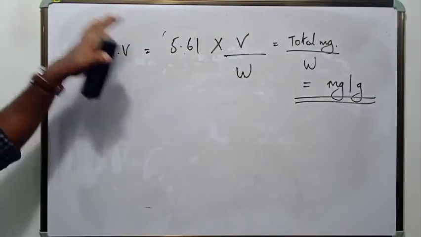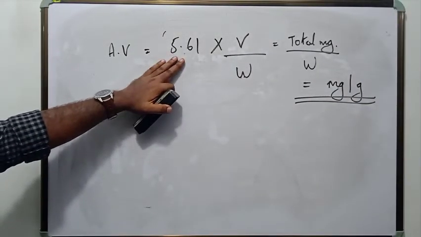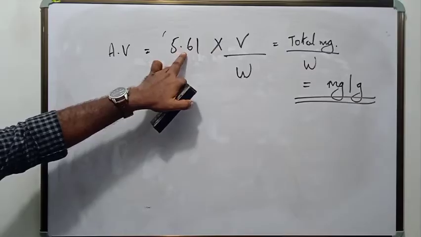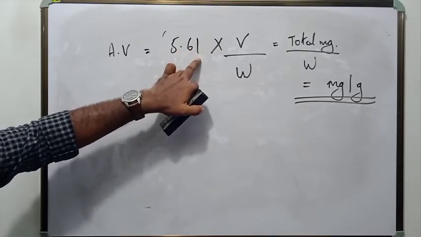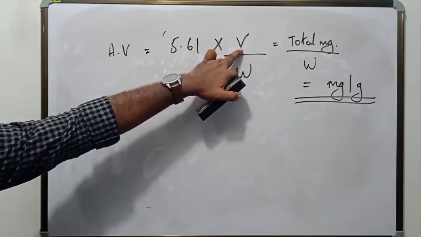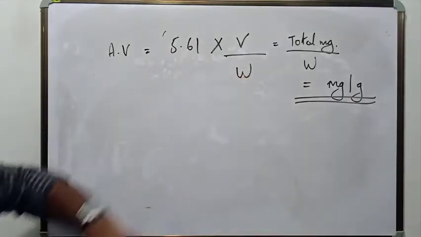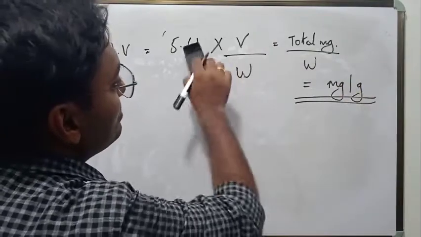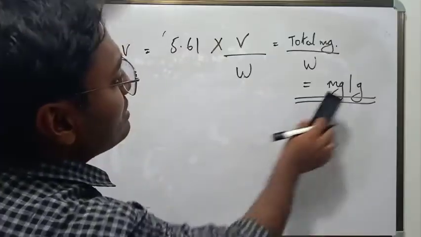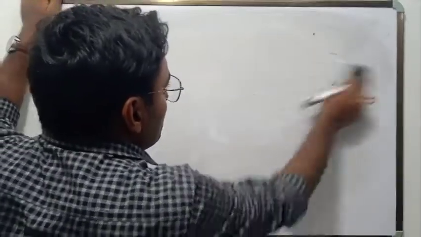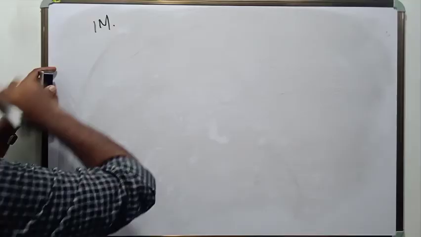I hope you understand this equation. This equation is very important to understand. This is for 1 ml, the mg. 1 ml of 1 molar KOH has 5.61 mg. This is whatever has fallen from my burette, my titer volume, divided by weight. Weight means weight of the oil or fat. So you will get per gram. The numerator is total mg, and per weight means you get the answer in mg per gram. Dear students, this is perfectly okay when 1 molar KOH is used.